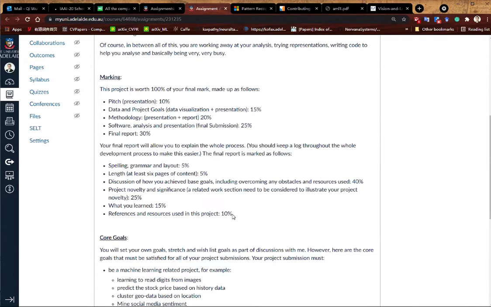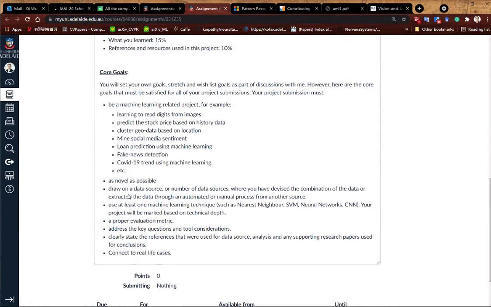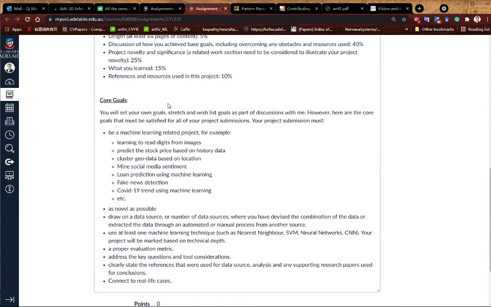And of course, during the lecture, we will ask some guest lecturers to come here to show their successful cases, right? So you will get more idea about what's a successful project. So that's marking, and basically that's the core goals of this project, of this assignment.